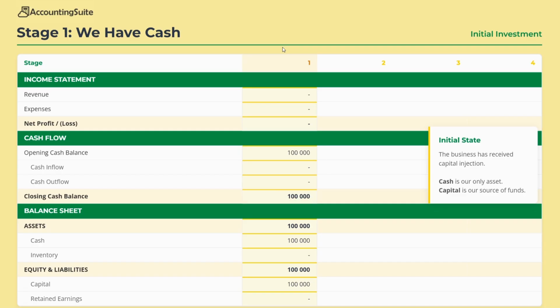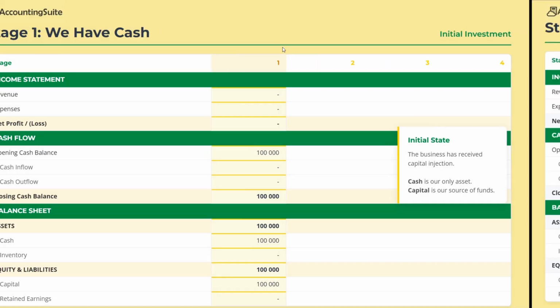Finally, we look at the balance sheet, which shows the company's financial position at a point in time. Assets equal equity plus liabilities. Assets contain only cash. Cash equals $100,000. Liabilities are 0. Equity equals $100,000. The company simply holds cash. Nothing else has happened yet.